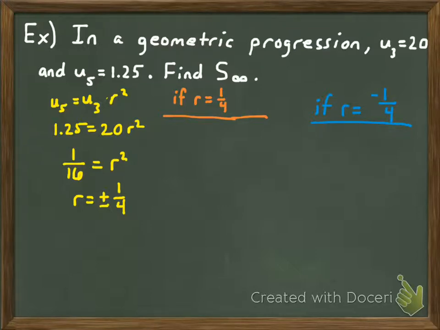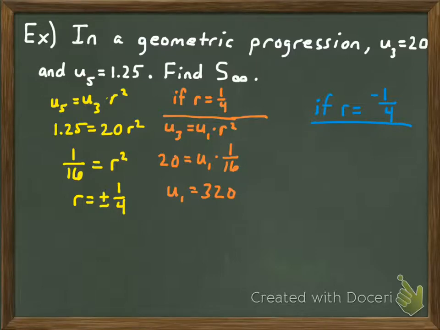Well, then if r is equal to 1/4, how would we find the first term? The third term equals the first term times the common ratio squared. So 20 equals the first term times 1/16, because that's what 1/4 squared is. And then if we go ahead and multiply by the reciprocal of 1/16, that's going to give us 16 times 20, or 320, as the first term. All right, now I'll continue with that problem and find the sum for that positive common ratio in a moment.